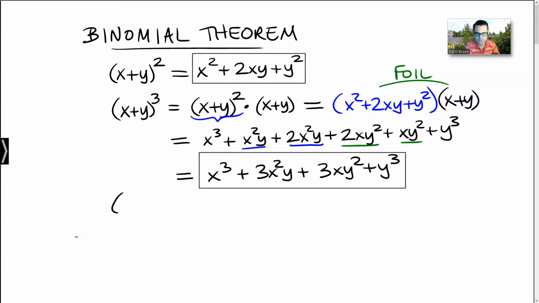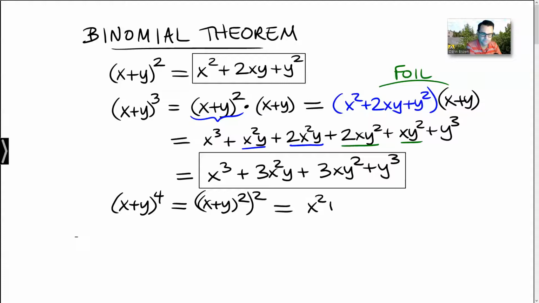Now for x plus y to the fourth, there's a couple ways we could go here. We could do the previous power, the cube, and then multiply it again by x plus y, like we did to get the cube from the square. We could also just square x plus y squared. Now, they should give us the same thing. Let's do it with x plus y squared, squared.